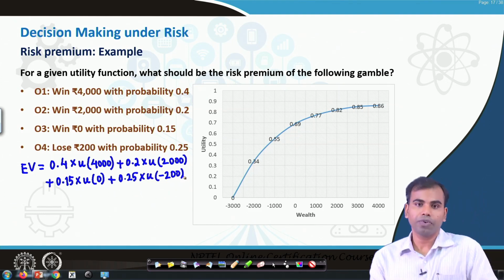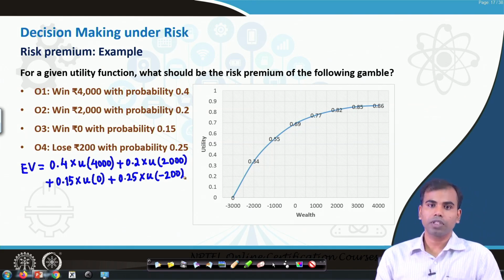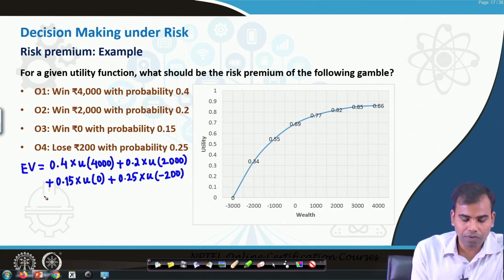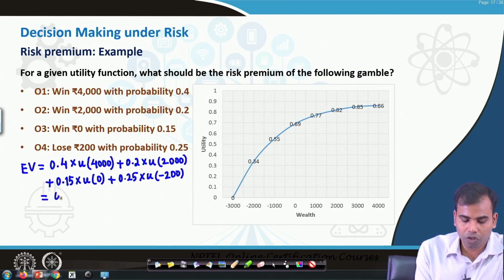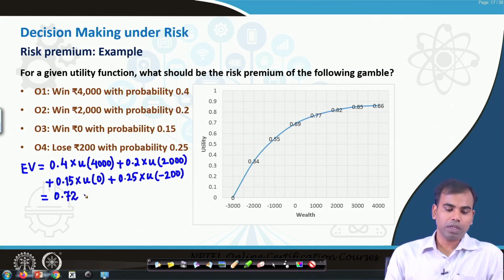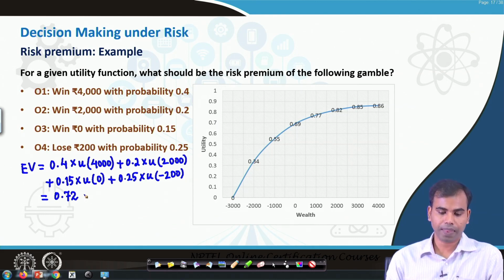Again, if we refer to the log normal utility function table as shown here, the value for expected cash flows would be coming out to be 0.72. So, that is the value of expectation associated with these 4 different cash flows given here.